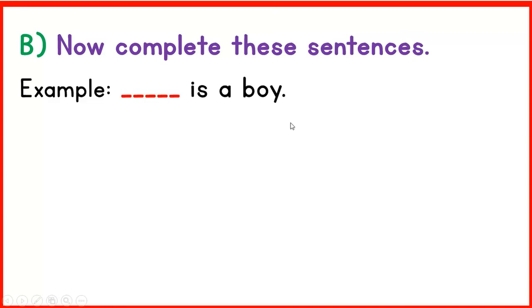Very easy. Example, Dash is a boy. What word do we use? He, she, it, or they? Tell me, hurry up. Yes, you are right. He is a boy. He is the answer. Now, number one, Dash is a dog. A dog is an animal. We never use he, she, or they with a dog. We use what word? It. Yes, you are right. It is a dog.